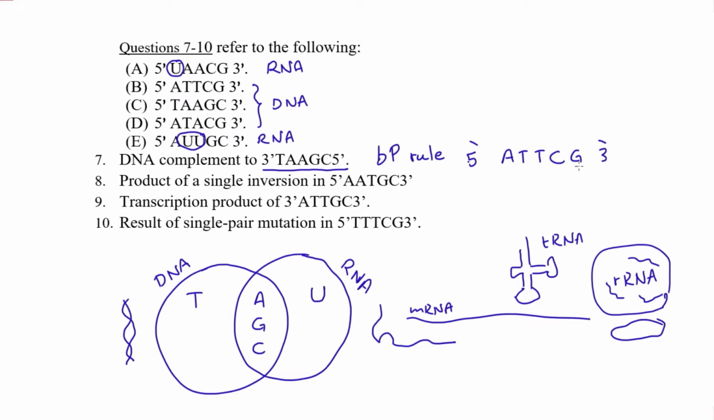So A, T, T, C, G, A, T, T, C, G, this one will complement to a segment we are asked about here. So number 7, the right answer is B. Question number 8, a product of single inversion of that piece.